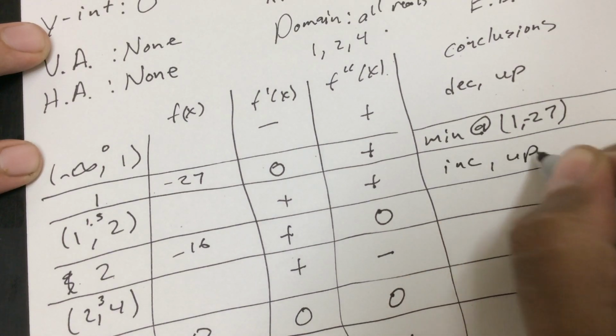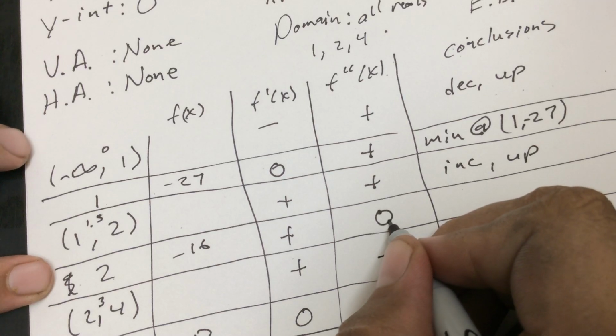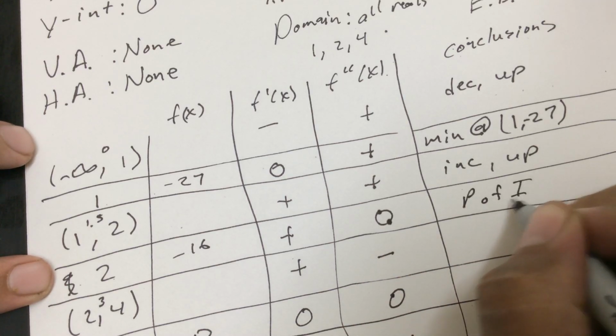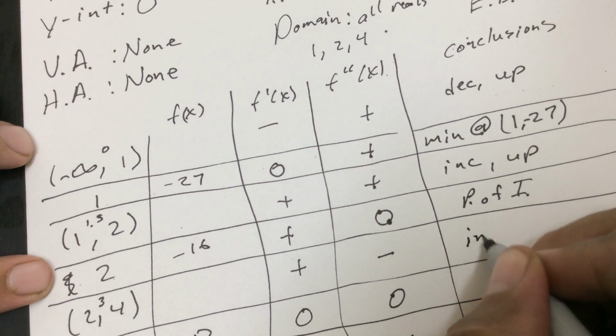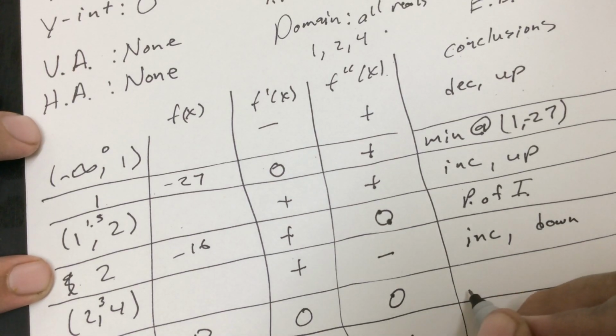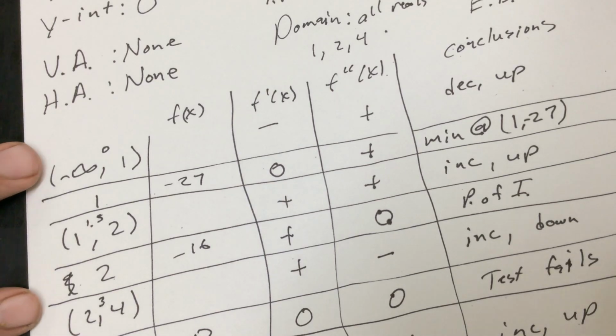Increasing and up. Now we're positive, but then we're a 0, so this is a point of inflection, because then we are increasing and down. 0 means the test fails. And then we're increasing and up.